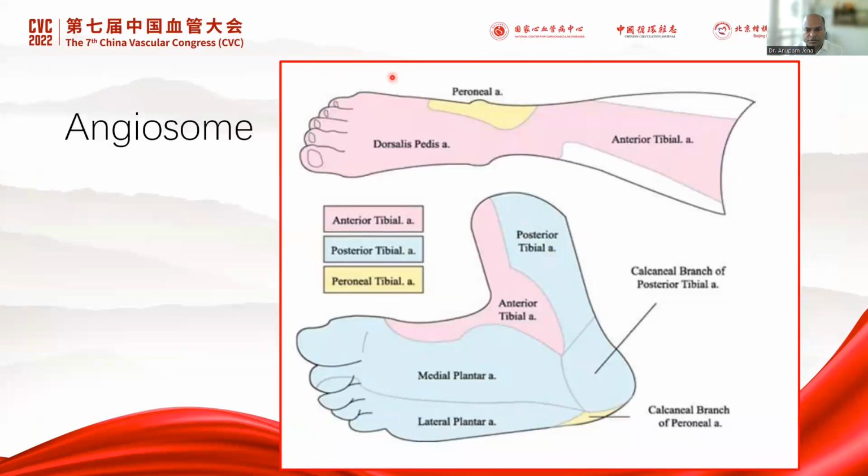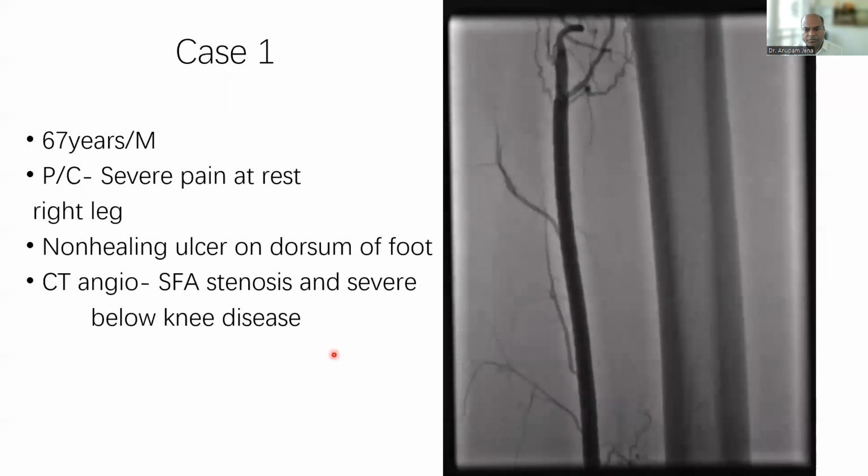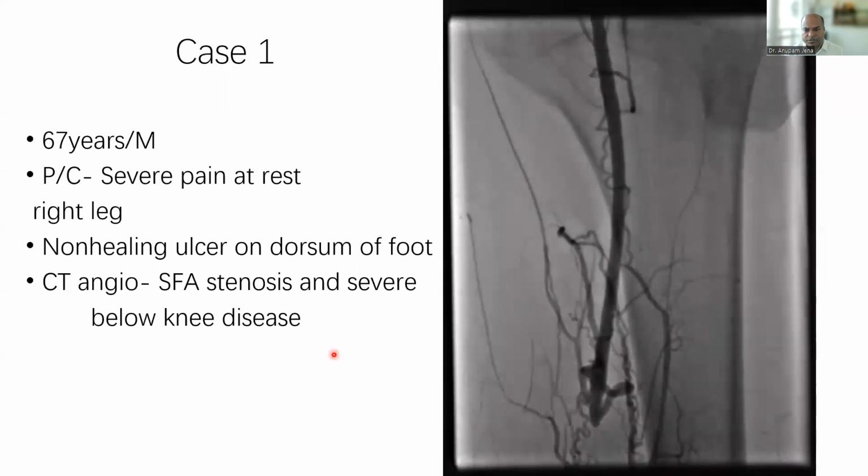So this is the angiosome concept. I think this is a very old concept. Everybody is aware of this. I'm going to discuss this presentation through a few cases.